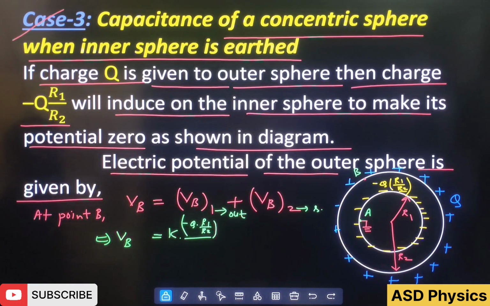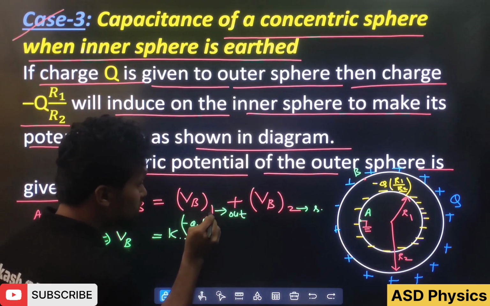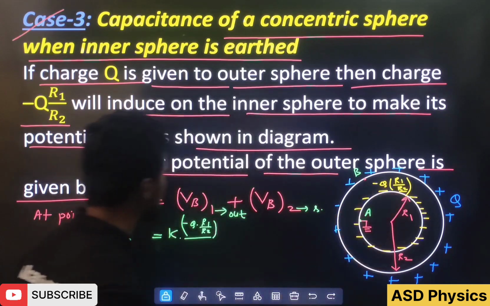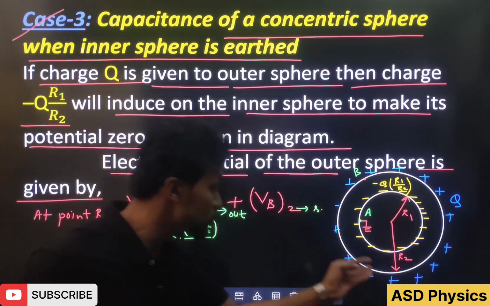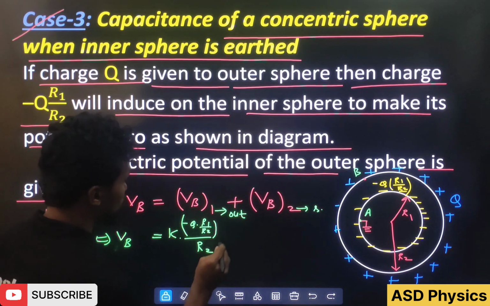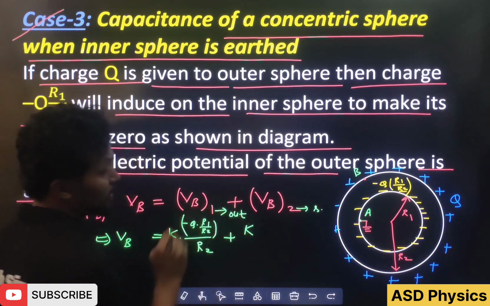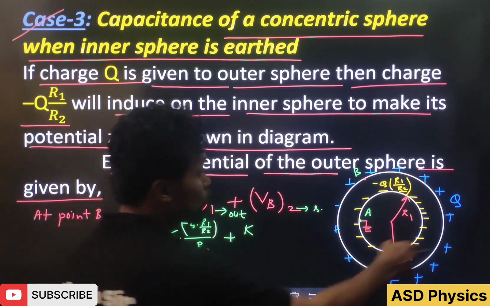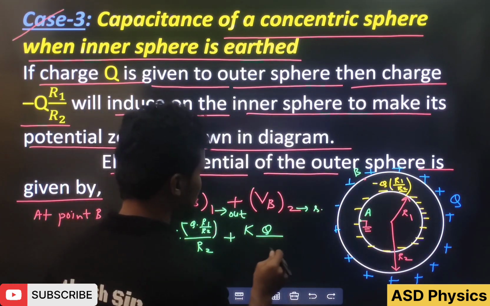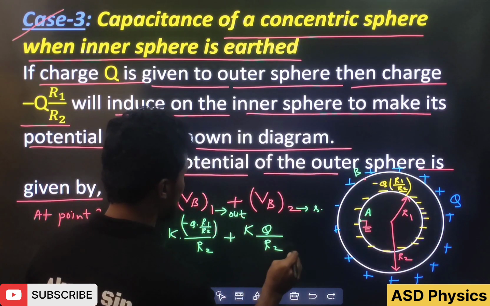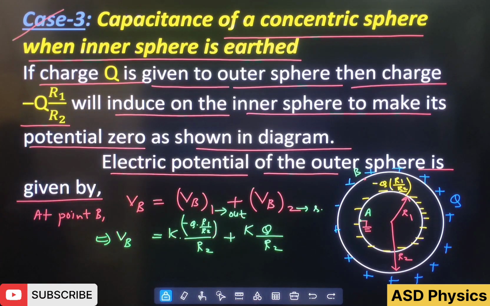Now point B with respect to 1. Since 1 is there, we have to see the charge on the first one, minus Q times R1 by R2. And which distance? Outside this, the actual distance we have to take, that means R2. Plus, now again K. Now point B with respect to 2: on the 2, Q charge is there. And on surface 1, that means we have to write here R2. Okay, so this is what we have got here.